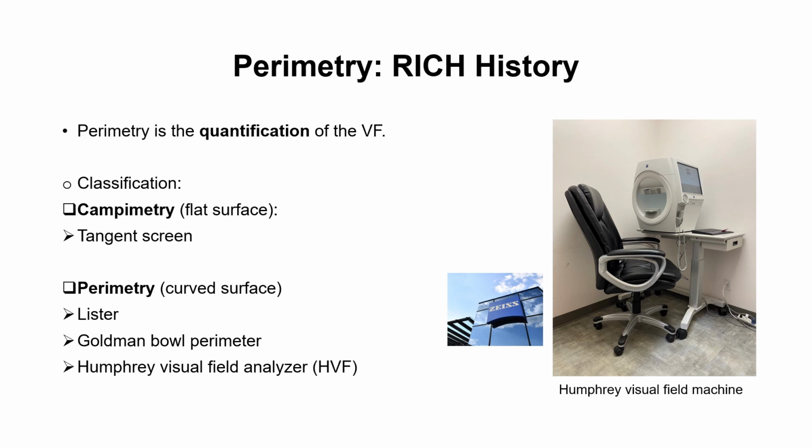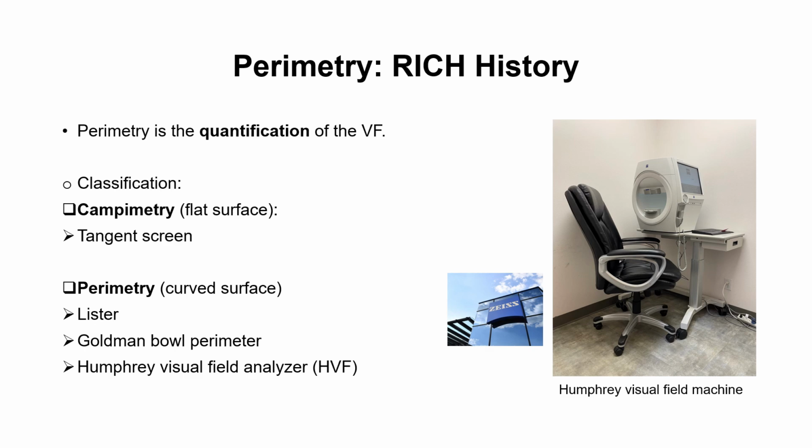screen, which is manual and kinetic and tests the central 30 degrees, and usually the subject is seated 1 or 2 meters from a black screen, and the target is presented by the examiner. However, the other branch of perimetry is the one with a curved surface, and common examples are the laser screen, the Goldmann perimeter, and the Humphrey visual field analyzer. The laser screen is manual and kinetic and extends beyond 30 degrees toward the peripheral field.